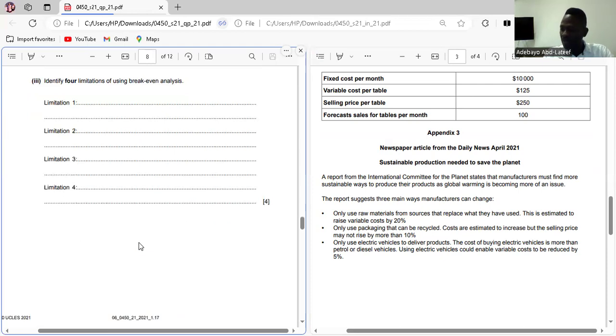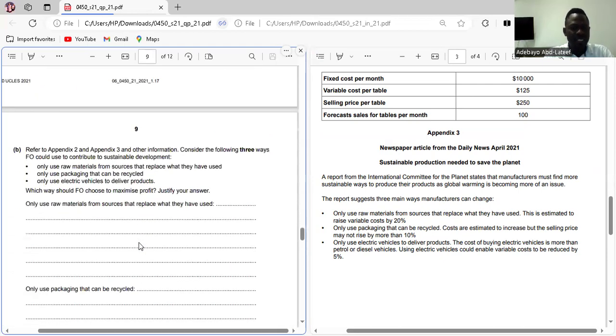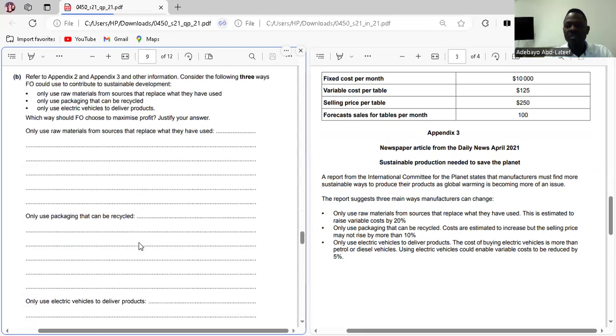So we go to 4B. I think that's the answer, right? Refer to appendix 2 again. Appendix 2 and 3 now. We have the case study there. So they say only use raw materials from sources that replace what they have used. Based on appendix 3, I wrote, only use raw materials. It could increase sales, especially with customers that are ethically sensitive. Customers that are thinking about ethical sourcing. So those customers will always want to buy from you because you portray sustainable development. You portray social responsibility.